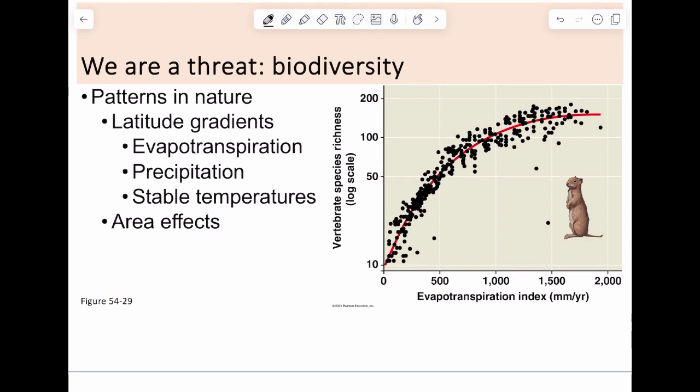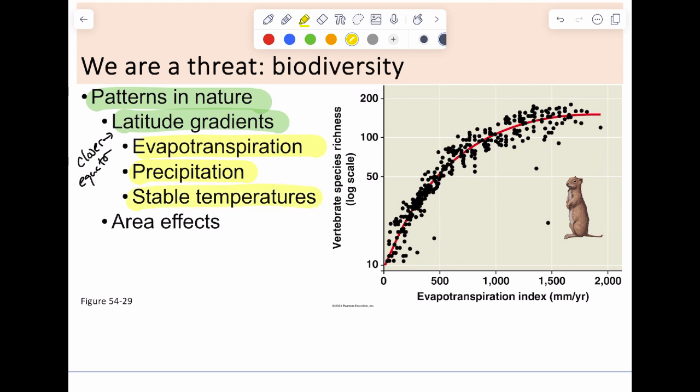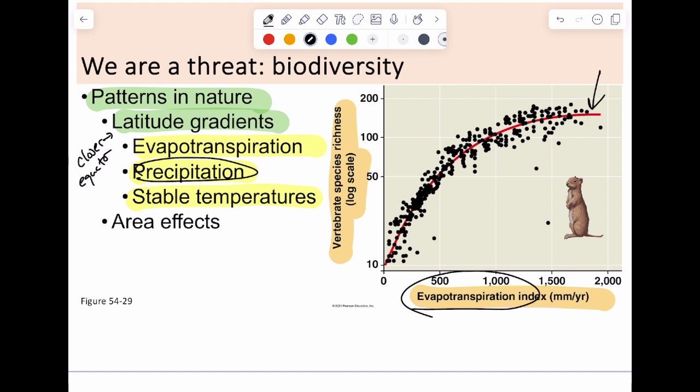So in terms of biodiversity, we do know that there are patterns that exist in nature, especially when we start looking at latitude. The closer we get to the equator, we see more transpiration, more precipitation, and far more stable temperatures. So we're thinking of tropical forests. There is a pattern between evapotranspiration and species richness, meaning the more evaporation, the more species we get. You can plot the exact same trend for precipitation, and to a degree for temperatures, or at least fluctuations in temperatures. They all point to basically the equator as high diversity.